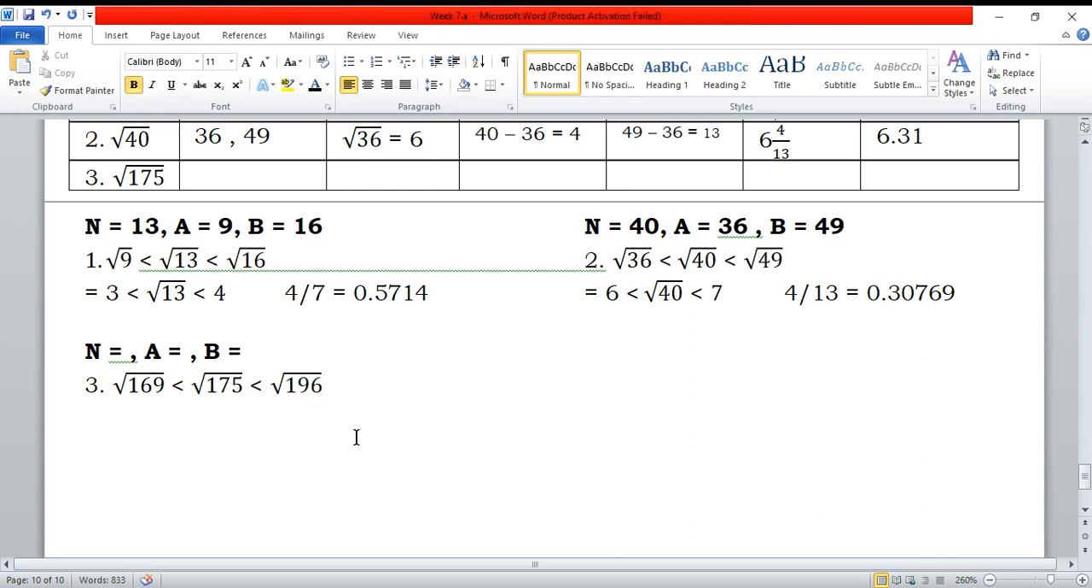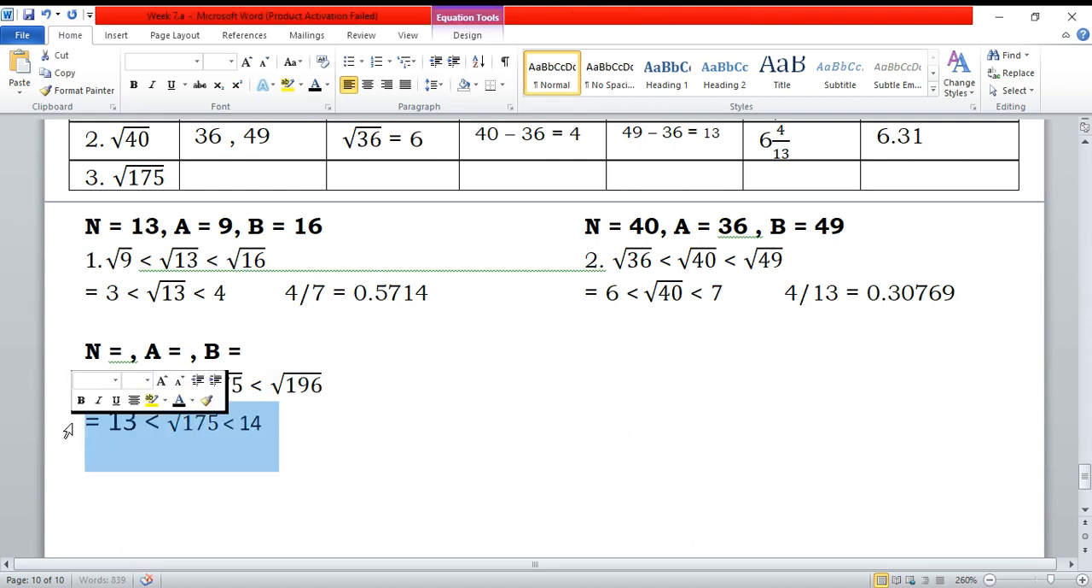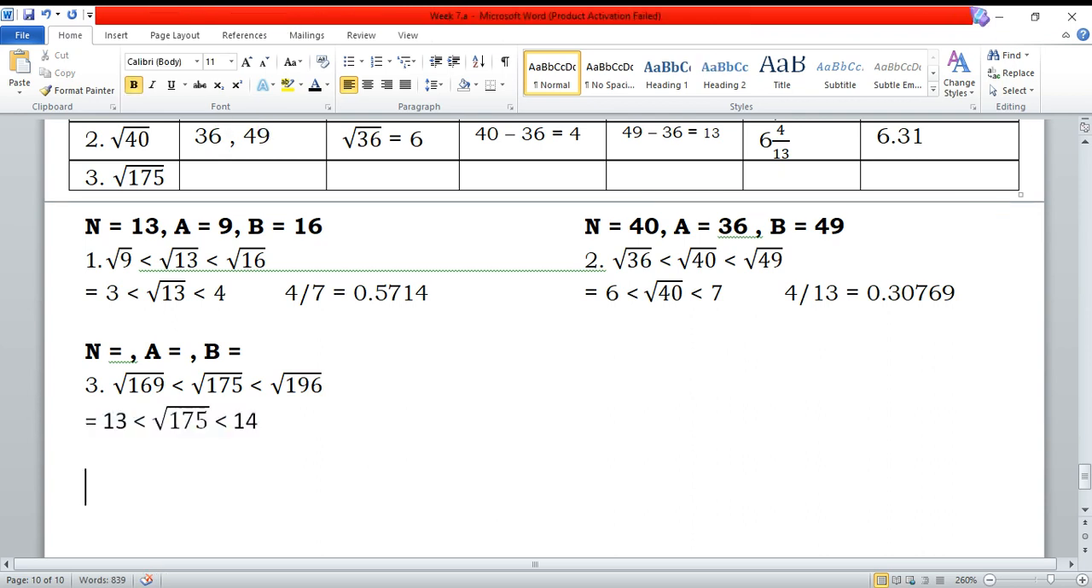So the square root of 169 is 13. It's lesser than the square root of 175, but lesser than the square root of 196, that's 14. Okay, 14.